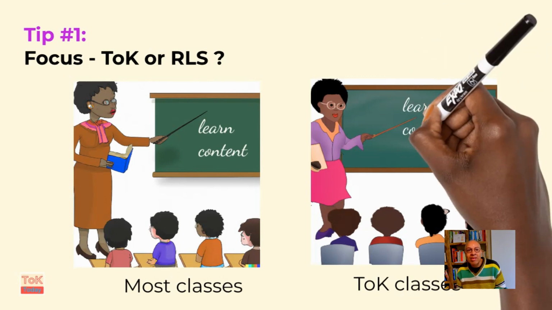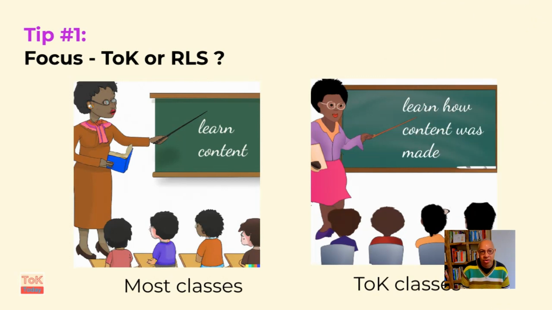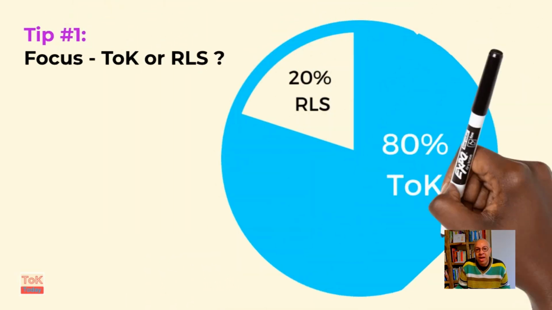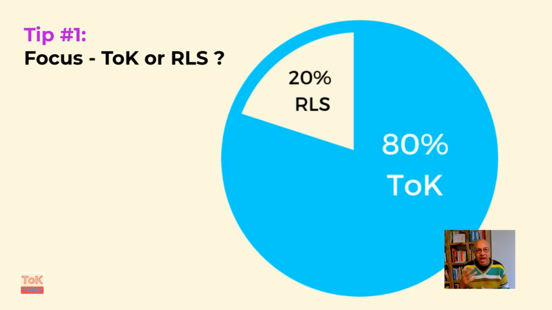In ToK, we're asking them to do something a little different. We're asking them to look at the construction of that content, and that's a leap that many students find difficult to make. We can use the rough 80-20 rule here, 80% knowledge to 20% RLS description. I usually ask students to highlight knowledge and RLS content in different colours on their draft, just to give them a good visual representation of the proportions of knowledge arguments versus RLS content.